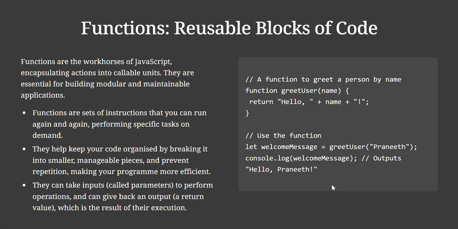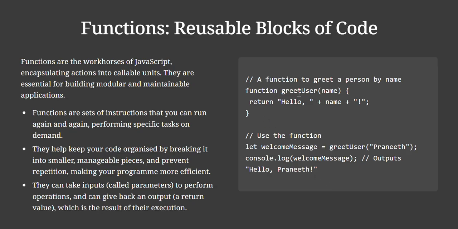So next is functions. Functions are nothing but reusable blocks of code. Functions are workhorses of JavaScript. Functions are sets of instructions that you can run again and again, to perform specific tasks on demand. They help keep your code organized by breaking it into smaller, manageable pieces and prevent repetition. So let us look at an example of a function.